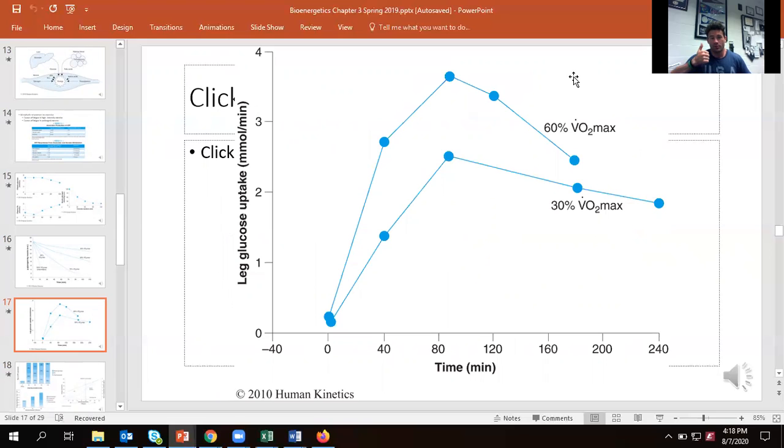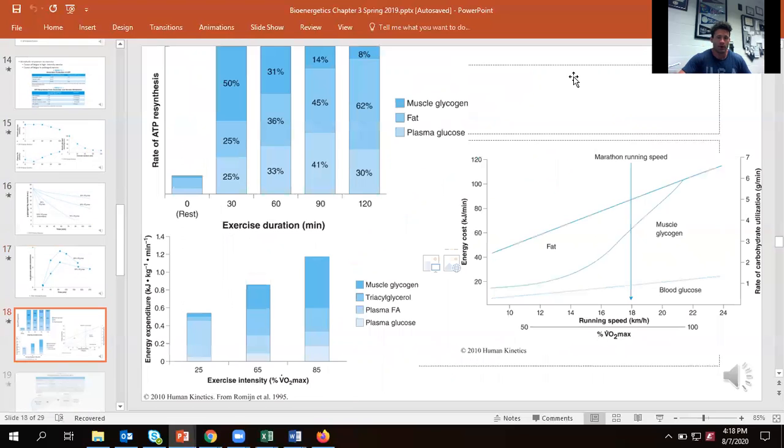And the higher the intensity we're working at, the more glucose we're going to be taking up. I don't want to insult you guys. The graphs are pretty easy.